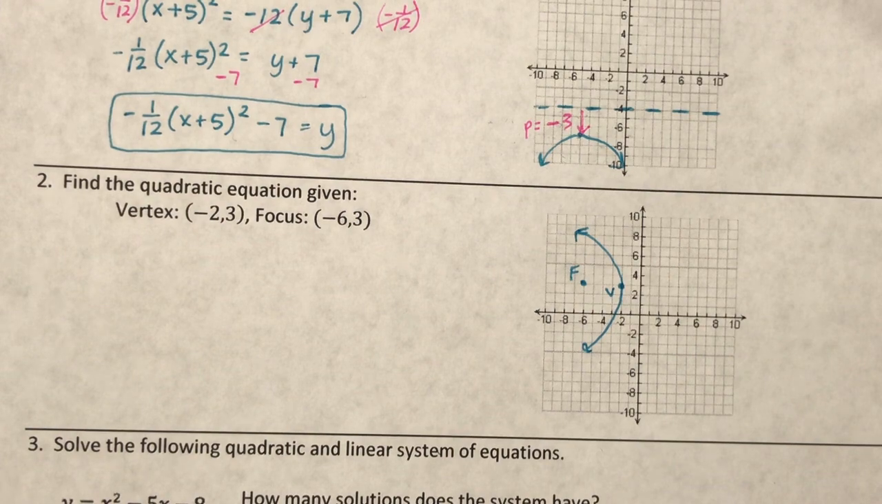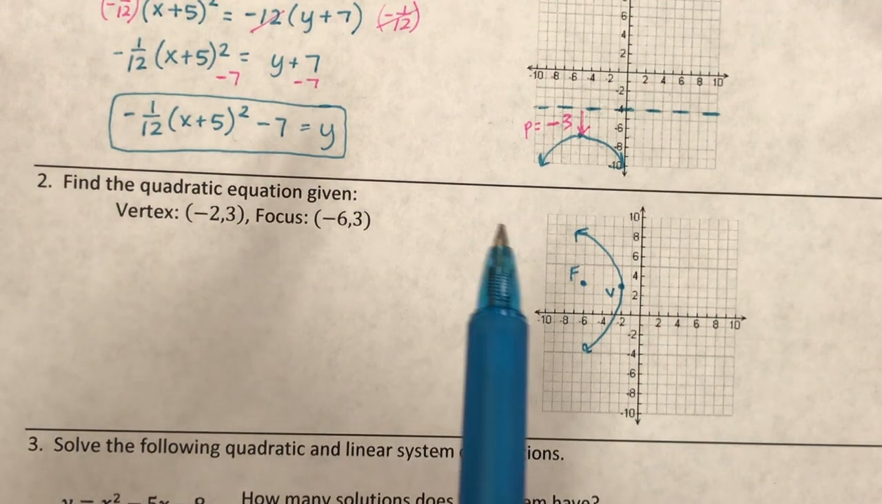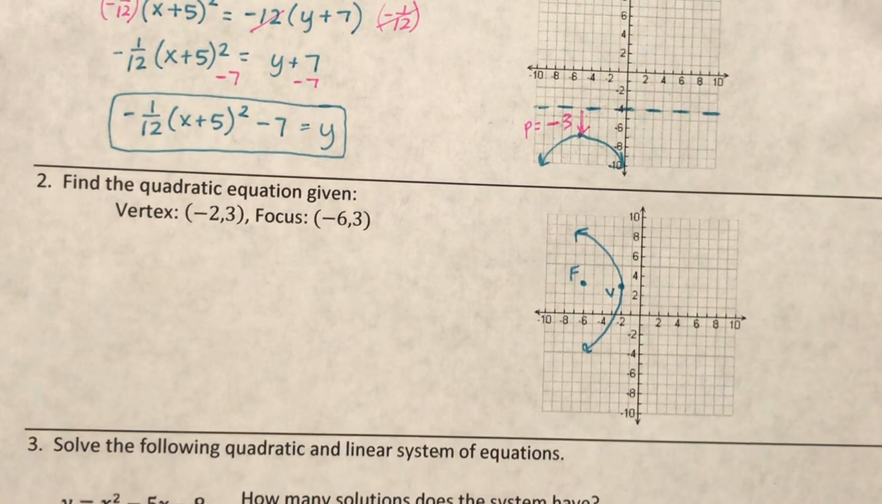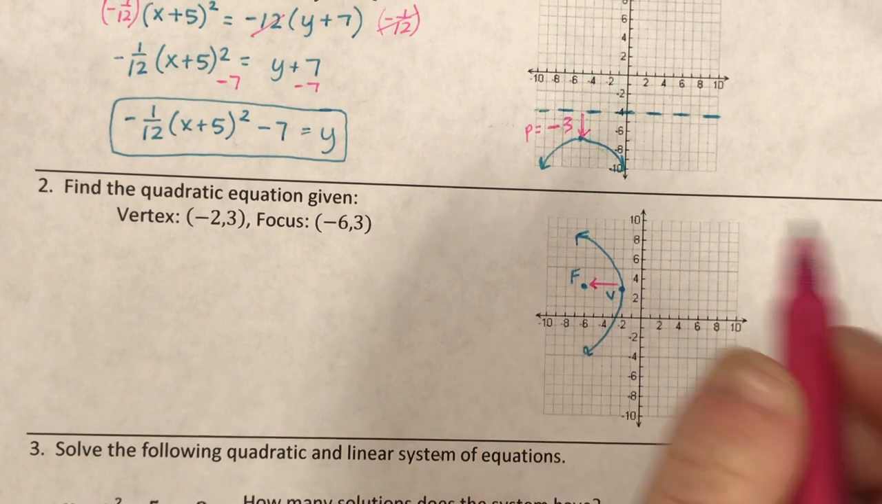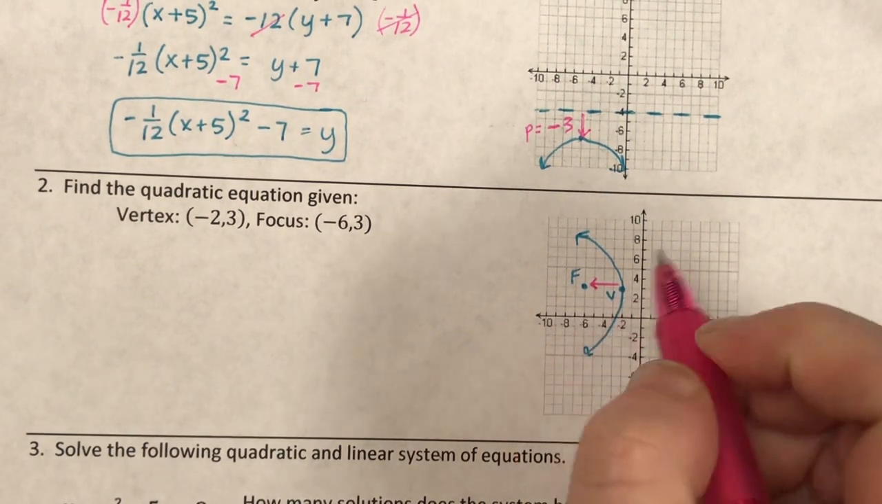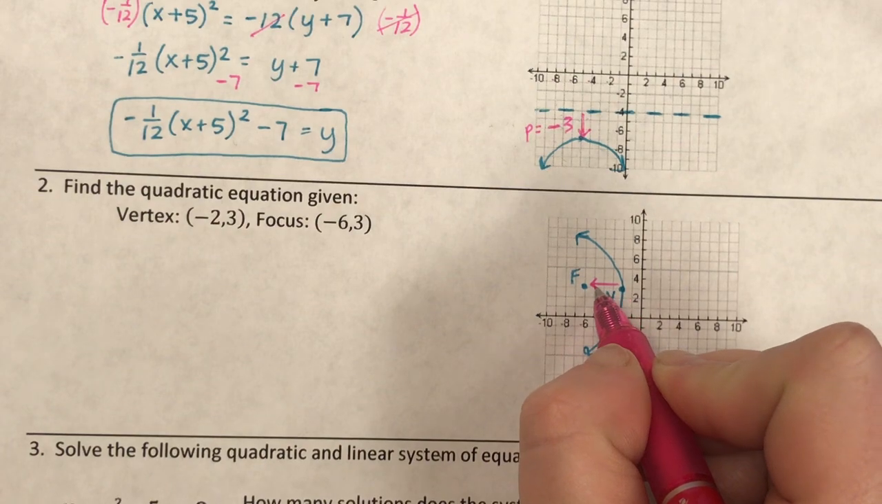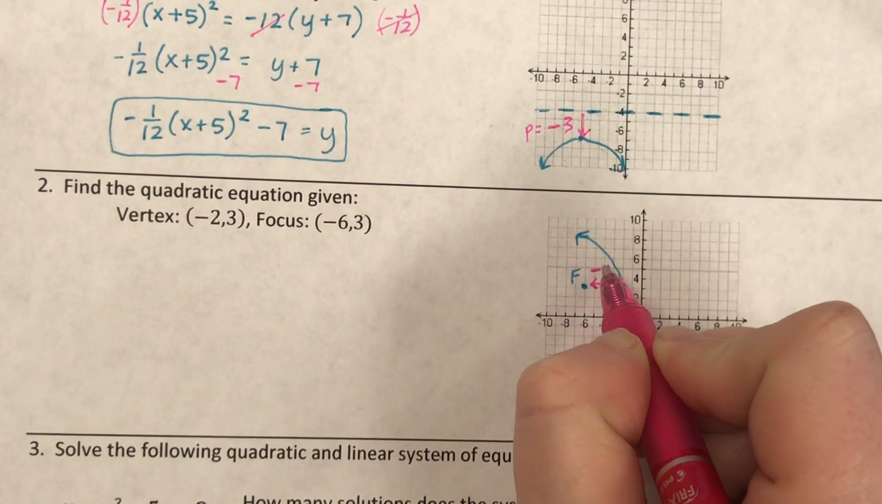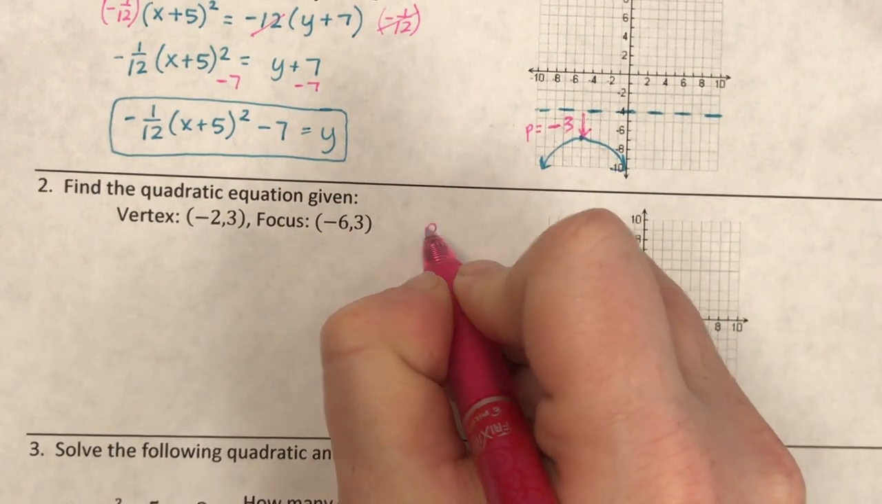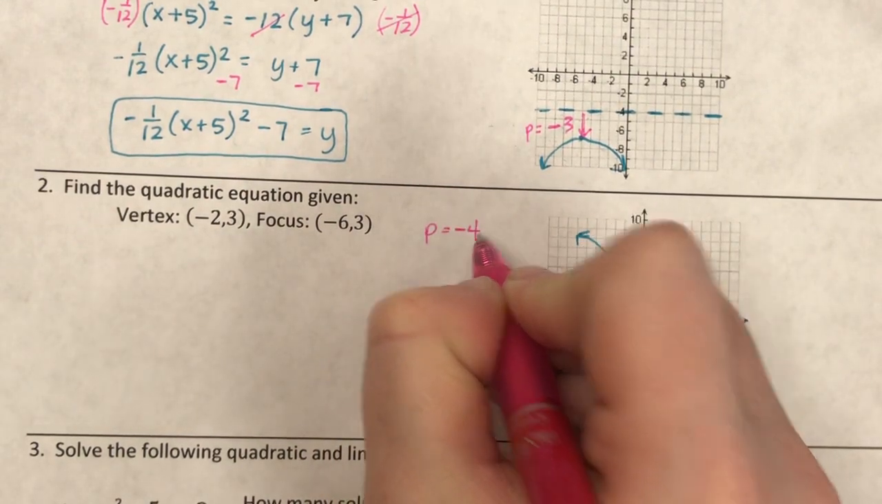Because it doesn't specify which equation to use, I'm going to use the simplest equation. So my horizontal equation, using the p-value, and again the distance from the vertex to the focus. Since I'm going to the left, it's negative, and I'm going 4 units. So my p-value would be -4.